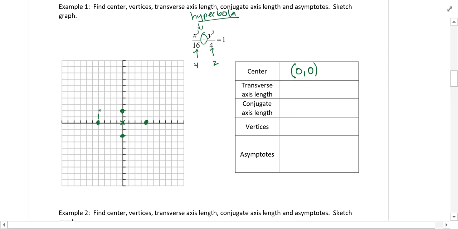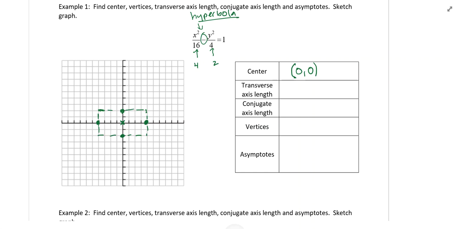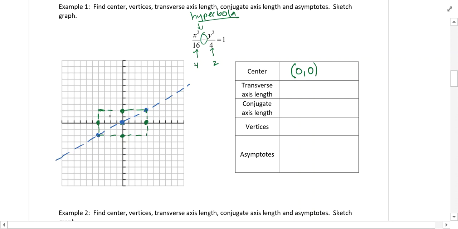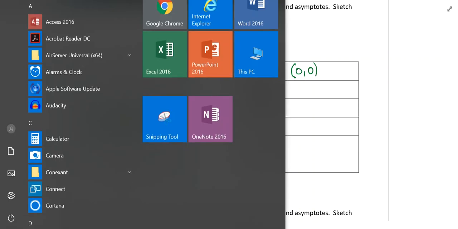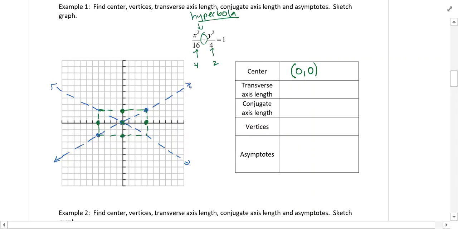So what I'm going to do is make what I call the magic rectangle. And so I'm making a rectangle that goes through all those points. Lovely, right? Now, next thing, asymptotes. The asymptotes are going to go through the center and through the corners of this magic rectangle. It's nice to use a ruler if you have one available.